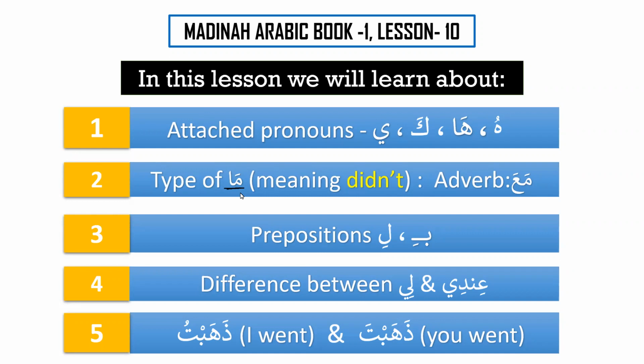So we have already learned one type of ma, which is ma al-istifham, that is used to ask a question. As we have learned, masmuka, what is your name? And today, inshallah, we will learn about the second type of ma, which means didn't. And when it comes with the past tense, it means didn't.